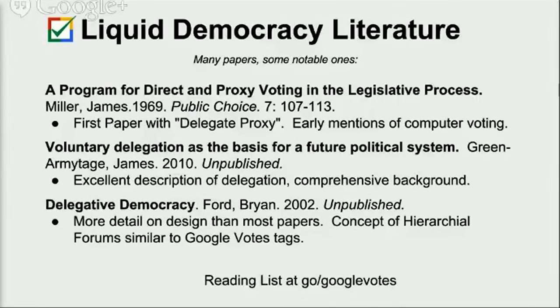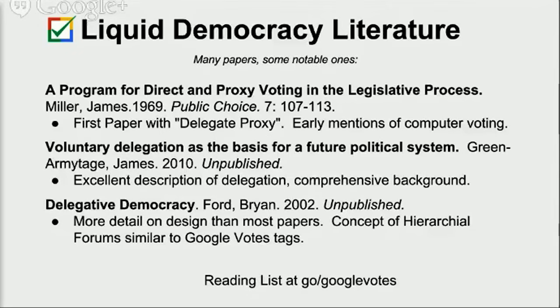So liquid democracy, the earliest paper I could find was written in 1969 by James Miller. And it's quite a good paper. It's only 6 pages, but it kind of lays out the whole foundation of delegated voting and defines the term delegate proxy. Even kind of talks about computer voting, which is pretty good for its time. I'll mention 2 other papers, and there's a number of others. I have a kind of reading list compiled at go/Google Votes if you want to find out more.